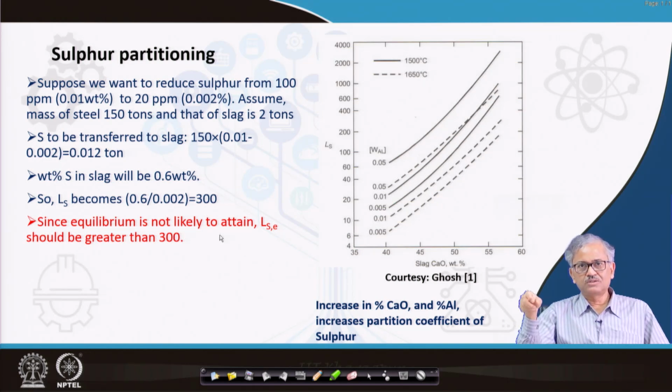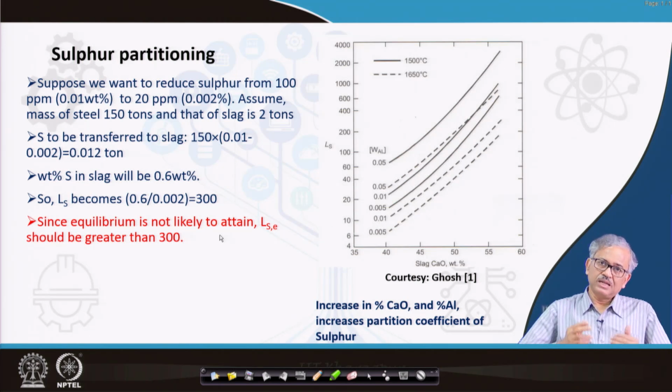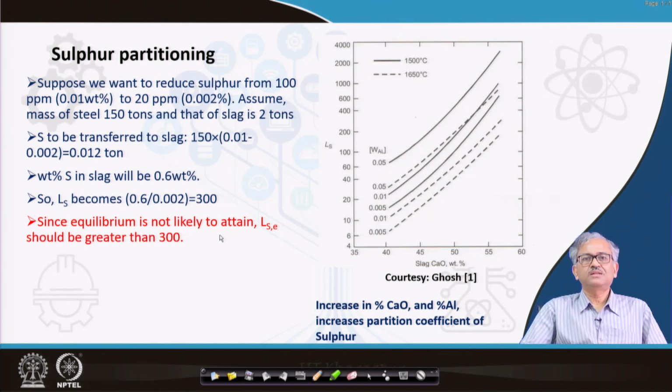At a time you measure, you take two samples from the slag and the metal, and then the weight percent of sulfur in the slag to that in the metal is 300. That has to be there under certain conditions. If you want to reduce the sulfur from 100 to 200 ppm in the metal, then the partition coefficient has to be that. But the process does not attain equilibrium. That is why the equilibrium partition coefficient could be much higher.